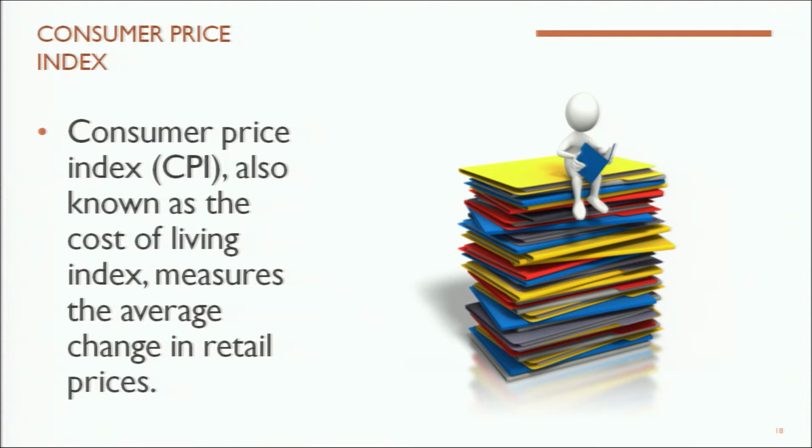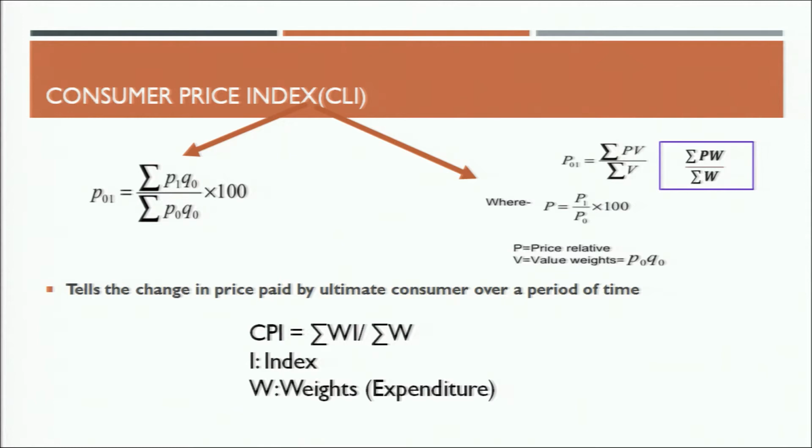So let us first discuss the consumer price index, which is also known as the cost of living index. This consumer price index or the cost of living index measures the average changes in the retail prices of the commodities which are consumed by the consumers. There are two methods with the help of which we can calculate the consumer price index or the cost of living index. If you look closely at the screen, the first method, sigma P01, is somewhat similar to a formula which we already discussed in part one of the lecture.